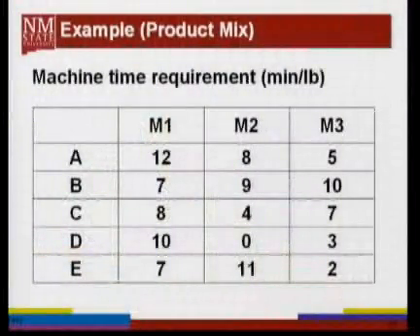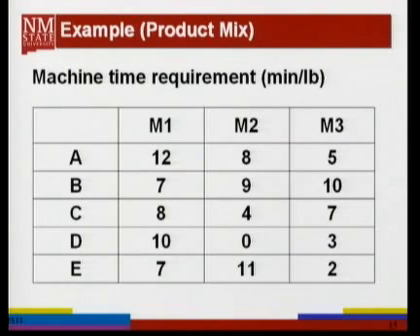Good evening. Today I'm going to finish up the sensitivity analysis for the product mix problem. I want you to recall your memory. In this problem, the company manufactures 5 different products, A, B, C, D, and E, and each product requires time on each of 3 machines. This table shows the machine time requirement, and the unit is minutes per pound.